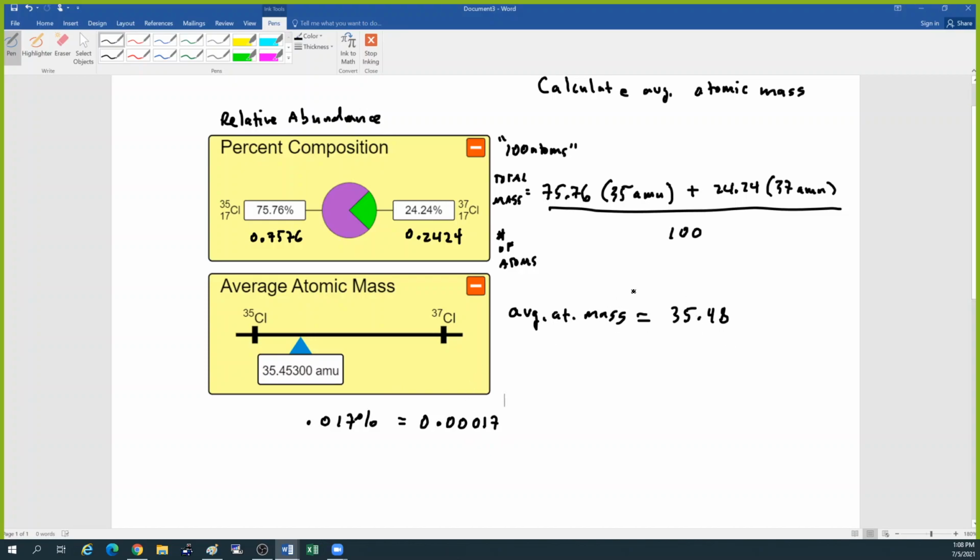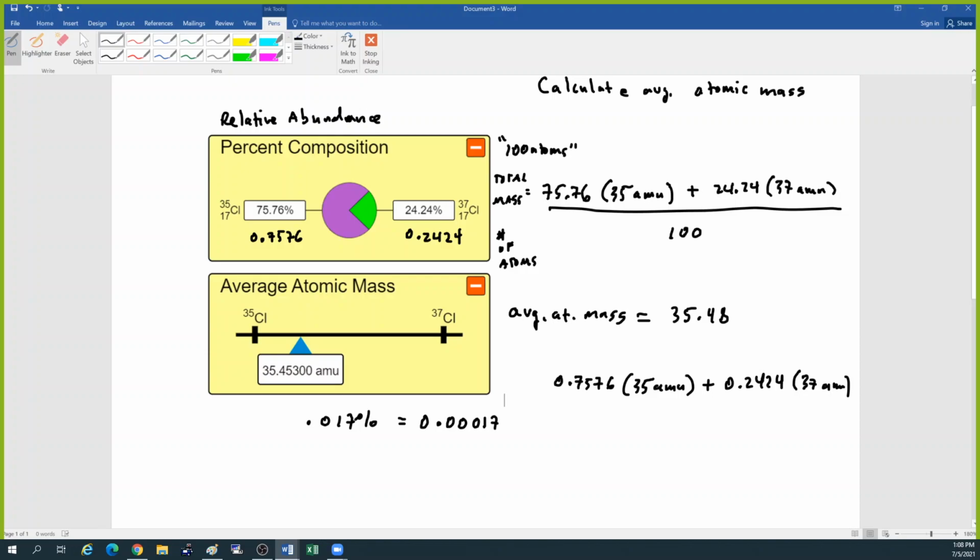But other than that, we could have found this average really quickly by just taking each abundance as its fraction or decimal, 0.7576, and then just multiplying it by the mass number of that specific isotope, and just adding those terms up. So what you'll notice I'm doing is I'm already pulling the 100 out. That's all. That's how the average atomic mass is calculated from these abundances.